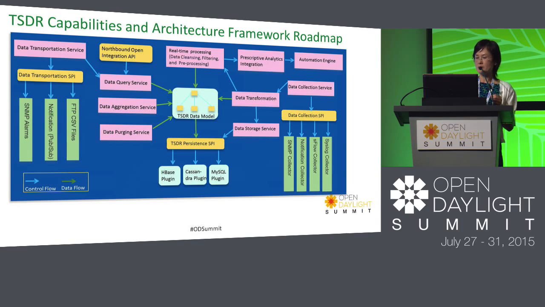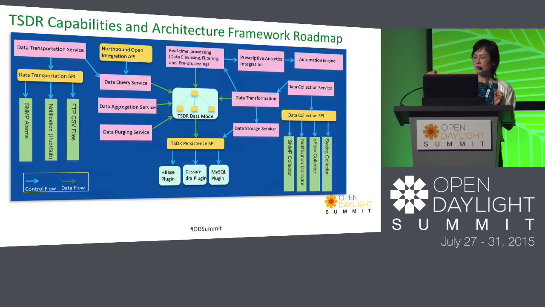The very left-hand side is the transportation service, because we understand in many use cases, especially in IoT, multi-layer data analytics architecture, some edge analysis and data analytics use cases need to transport the data out to more advanced back-end centralized data collection and data analysis platform services. So that's why we need to have a data transportation service, still using the transportation SPI that leverages different protocols to ship out the data from TSDR.